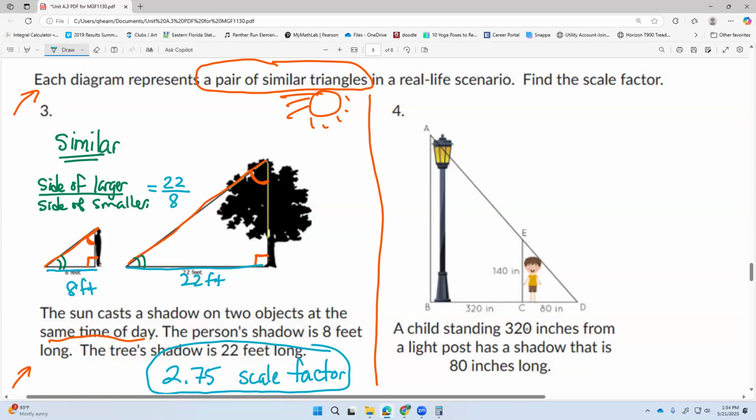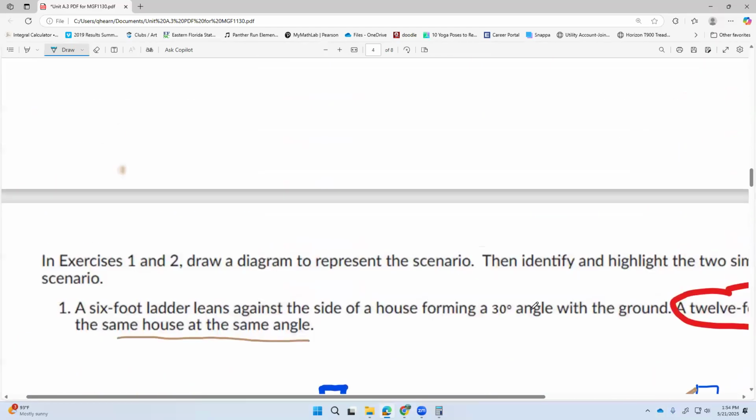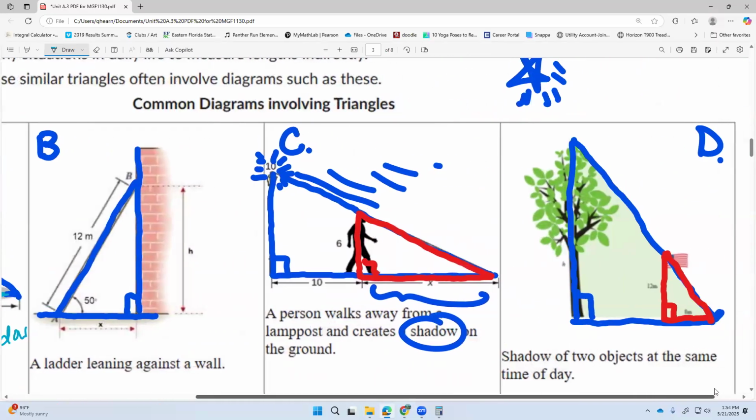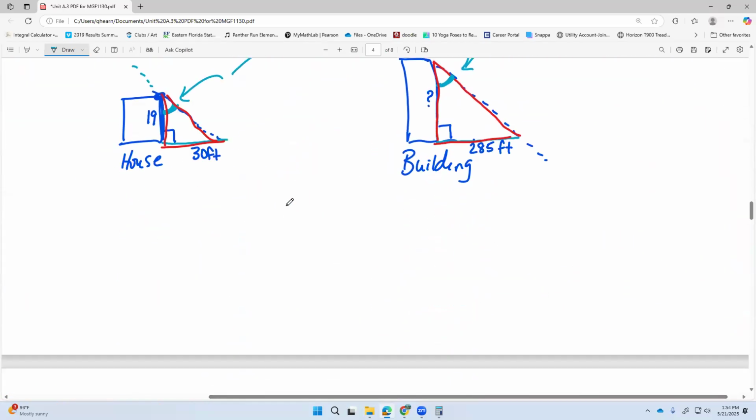Number 4, we have a child standing 320 inches from a light post, has a shadow that is 80 inches long. And you can see that this is one of those problems where we have two objects forming two triangles, one inside of the other. We saw another one of these up here on diagram C and D.